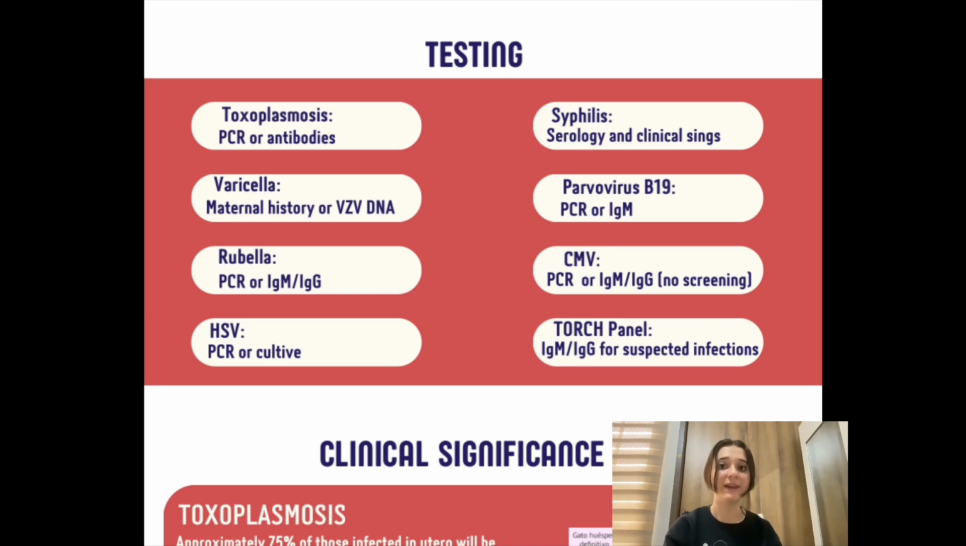Congenital parvovirus B19 is confirmed by PCR to isolate the virus in the amniotic fluid or fetal blood, or by IgM serology. Congenital rubella is diagnosed by isolating the virus via PCR or culture, detecting RNA through reverse transcriptase PCR, or identifying rubella-specific IgM and IgG antibodies. Congenital cytomegalovirus is diagnosed using real-time PCR on urine or saliva samples, or CMV-specific IgM and IgG serology in pregnant women. Widespread screening remains limited.